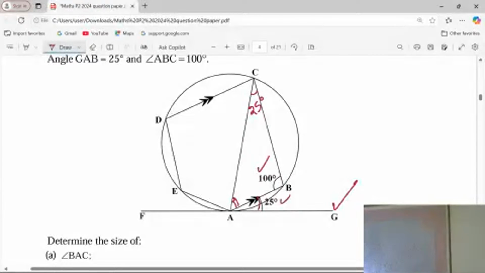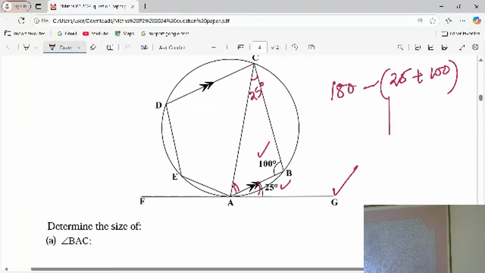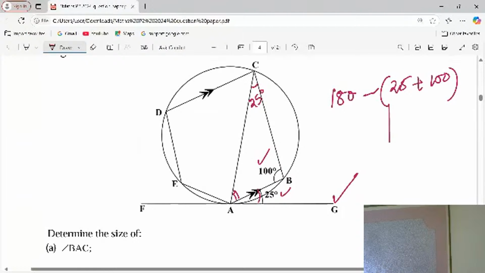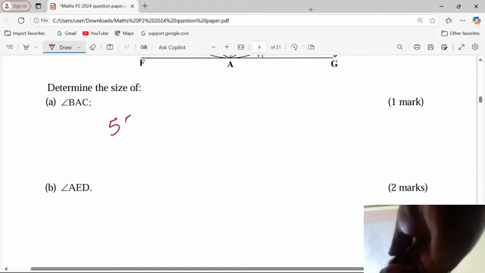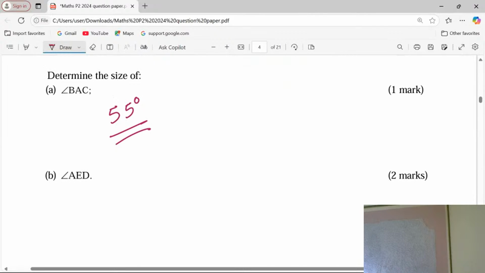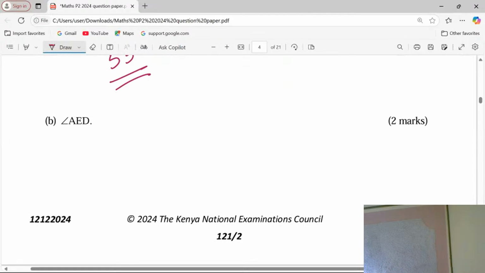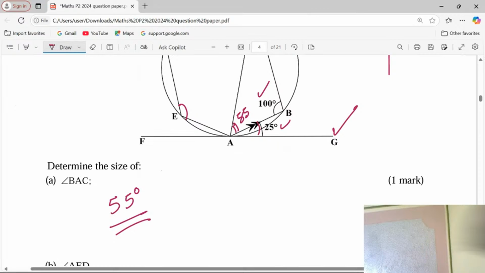Now remember, ABC is a complete triangle. So we need 180 minus (25 plus 100), and this is going to give us exactly 55. So the value of this angle is 55 degrees. The other angle is AED, the angle at this point.